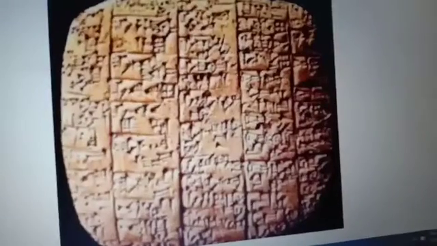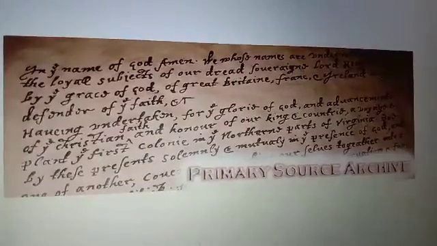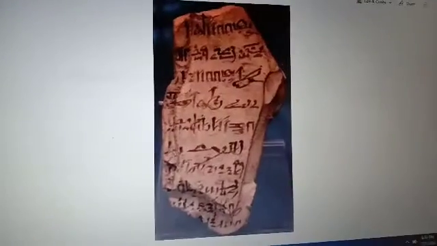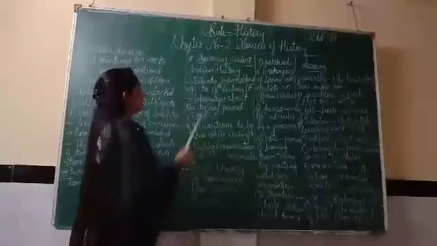See this image. In this image we can easily see the writing part, how they wrote on stone. This is another image of a writing source. This is also a part of written source, using bhojpatra, that is birch tree bark. They used to write like this.